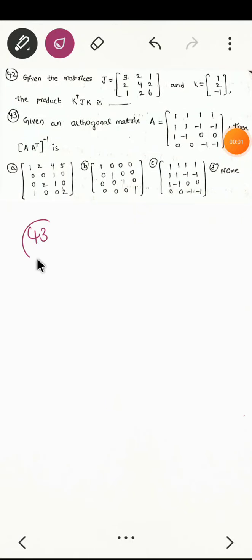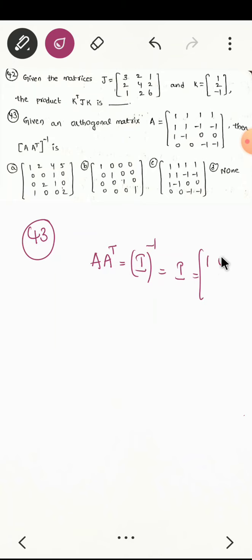Problem number 43. Even though it seems to be a very lengthy problem, it is actually very easy. Given an orthogonal matrix A, you might first find A into A transpose, then do the inverse of that, and then pick an option. No, if you are going that way, that is wrong. How you have to proceed is: A into A transpose, as we know by the property, is I. I inverse is again I.